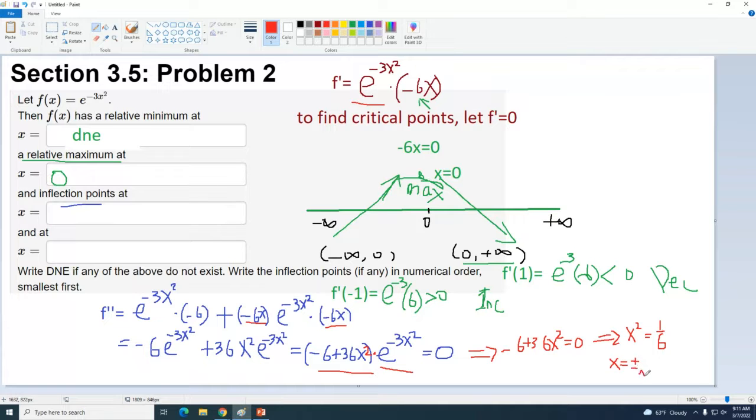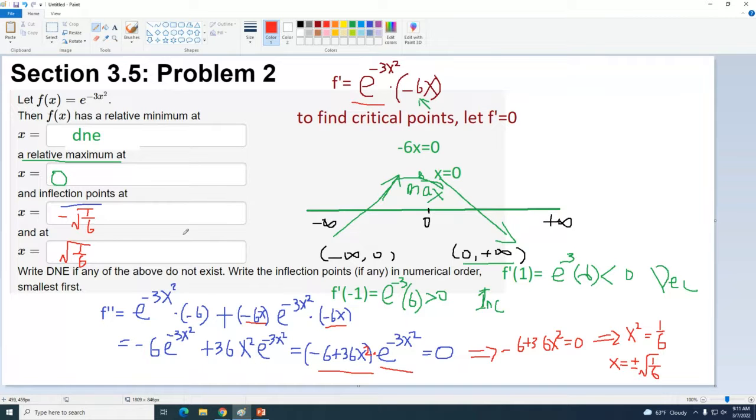plus or minus the root of 1 over 6, right? You're taking the square root because it's degree 2, so you're going to find 2 of them. So it's negative root of 1 over 6, and then this is a positive root of 1 over 6. That ends this question. Any questions? Are we okay there?